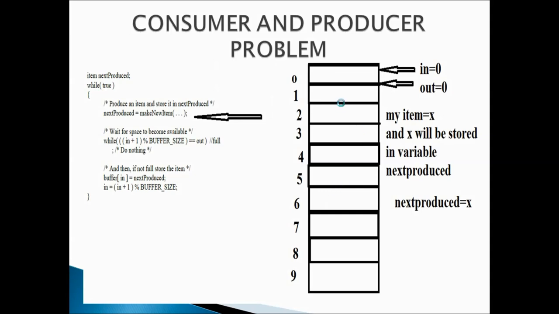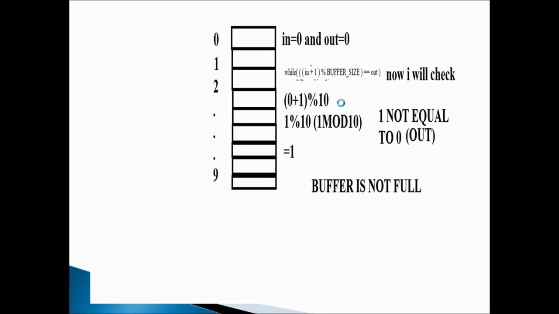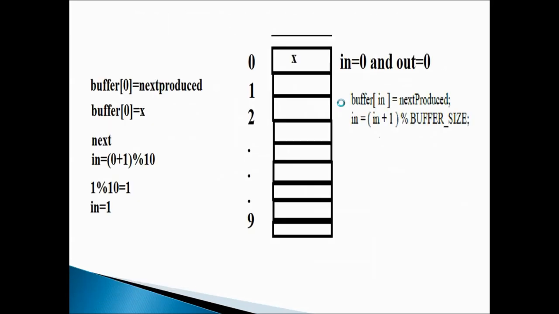So initially, I created the buffer. I set the pointers in is equal to 0, out is equal to 0. I produced the item X and stored it in the next produced variable. But after that, to put that item in the buffer, I have to check whether my buffer is full or not. I took this instruction, that is 0 plus 1 modulus 10, so it will be equal to 1. 1 is not equal to out, that is 0. That's why my buffer is not full. So obviously, now I can insert my item into the buffer. See, for that, the code is here.